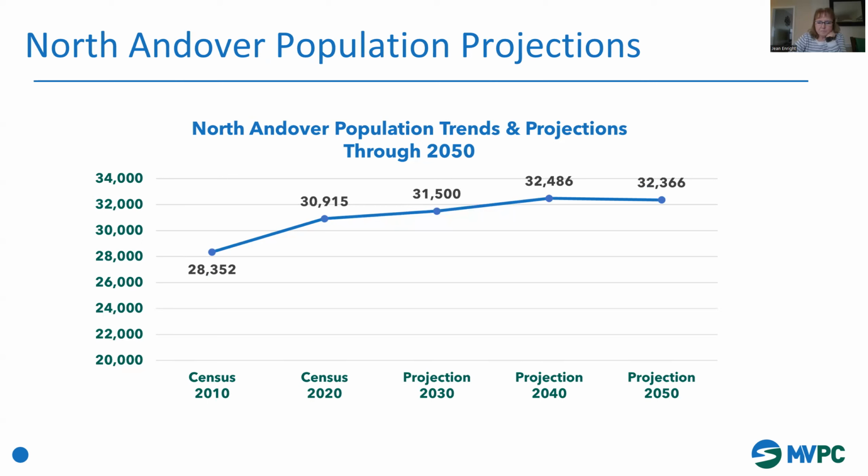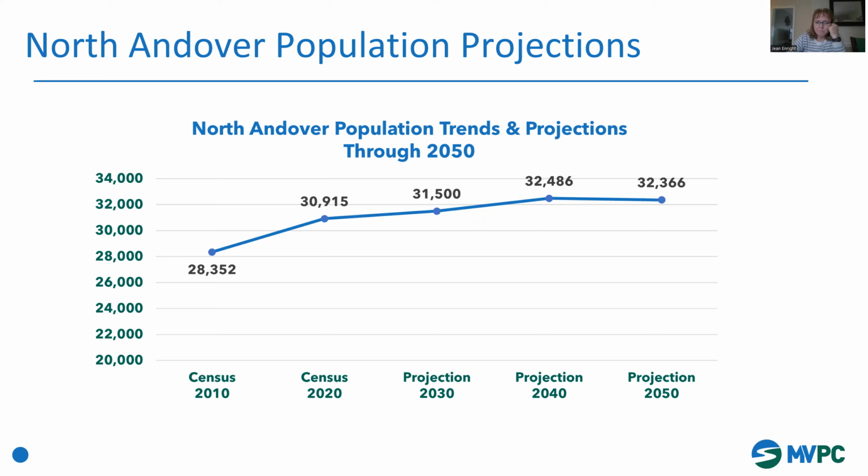So first, right off the bat, looking at North Andover's population trends and projections. You can see right towards the middle here, the census 2020, North Andover's population at the 2020 census was almost 31,000, at 30,900 residents. This then projects out, given current birth, death, and migration rates, what is expected for population growth in town. You can see that it is expected to grow modestly over the next 10, 20 years, and then it's expected to level off after 2040.